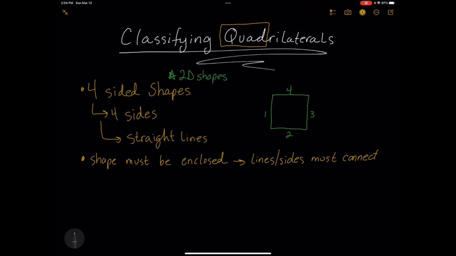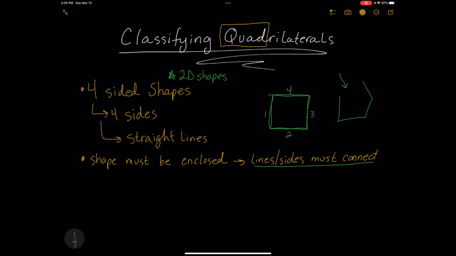It has four sides, they are straight lines, and it's enclosed. That means it's all completely blocked in, as opposed to something like this. Here are four straight lines, but they're not connected right here. Okay, it's not enclosed and it's not connected. That's not a quadrilateral. That's not a shape. All right, so it has to be enclosed. The lines must be connected to make the shape, and it has to have four straight line sides. All right, so that is at its basic what a quadrilateral is.